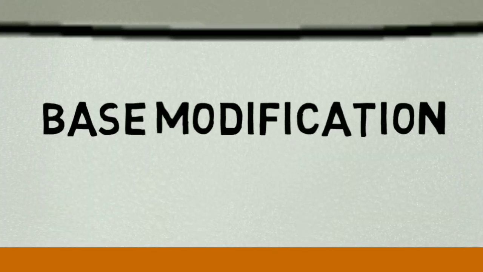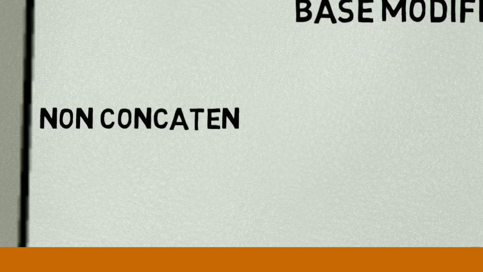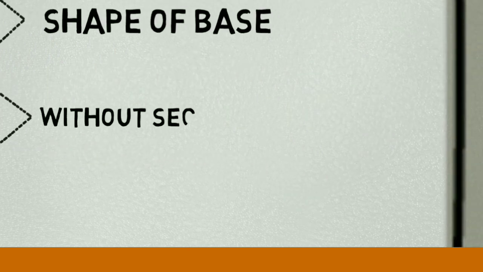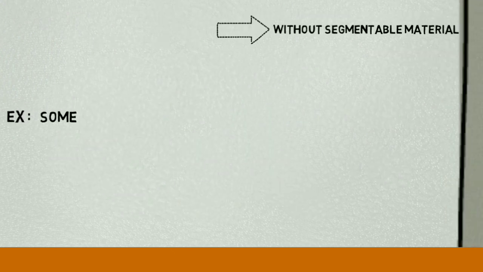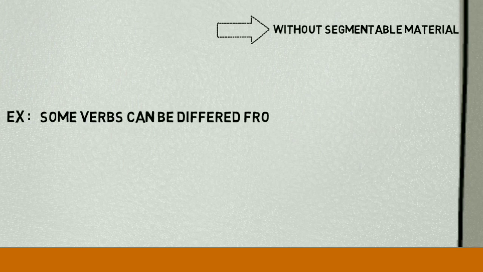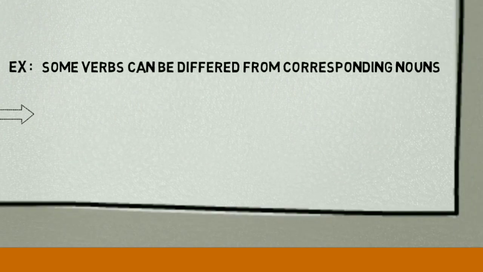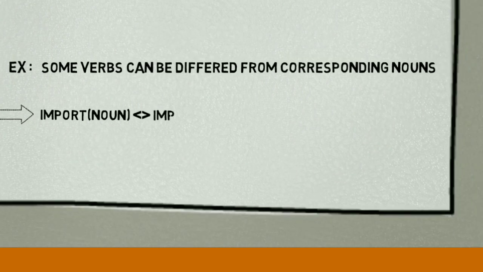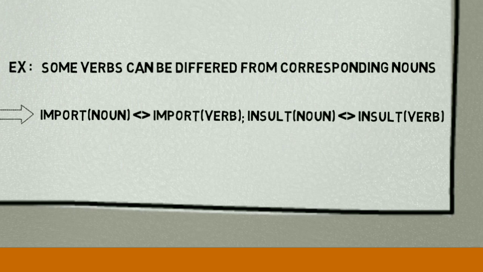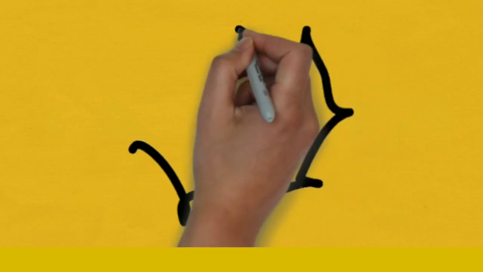Base modification. Non-concatenative patterns are those in which the shape of the base is changed without adding segmentable material. For example, some verbs can be derived from corresponding nouns. So, import noun, import verb. Insult noun, insult verb.